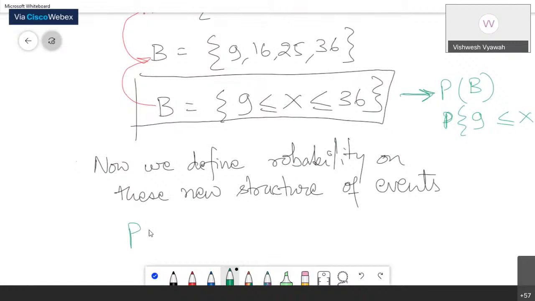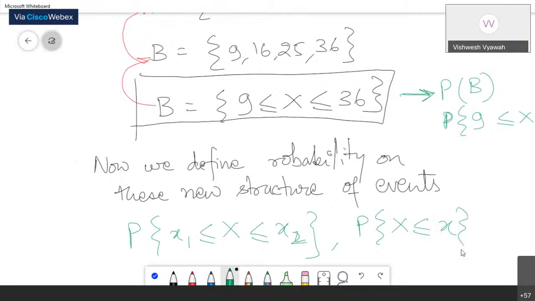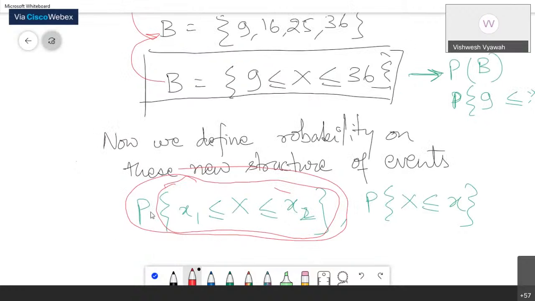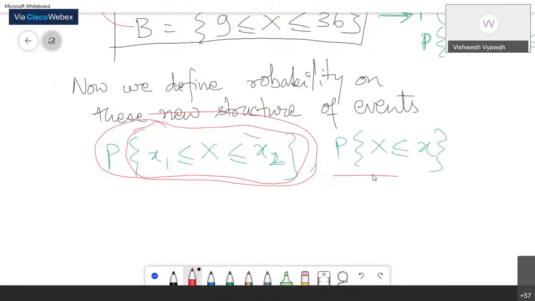So probability of x1 less than or equal to x less than or equal to x2. This is how you define the probability, or you define the probability of x less than or equal to x directly. Remember, immediately when you encounter such notations, you should understand that this is my event, which has been mapped under a suitable definition of random variable, and now the event has got a probability because events are the elements of your sigma and probability is the function which is defined from sigma to the interval 0 comma 1. This is how you will have to do it. I hope this makes things clear.